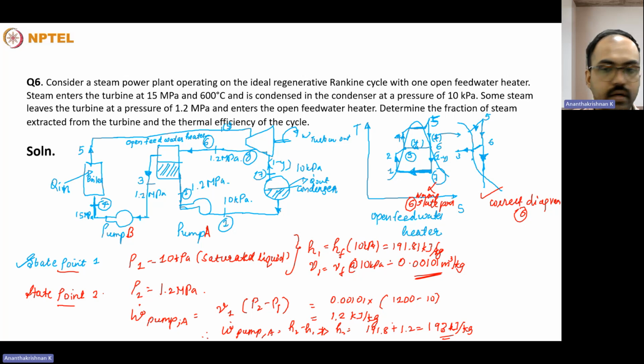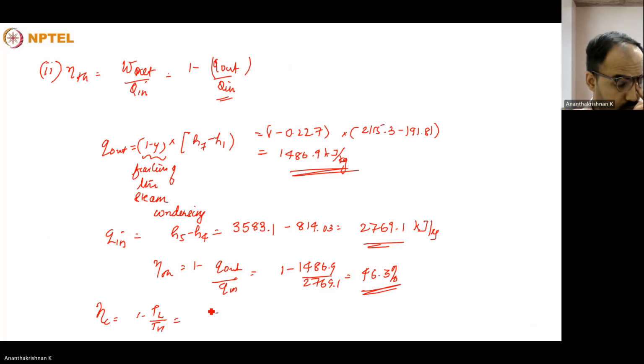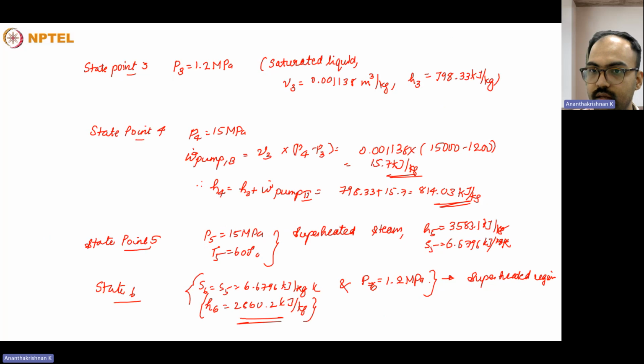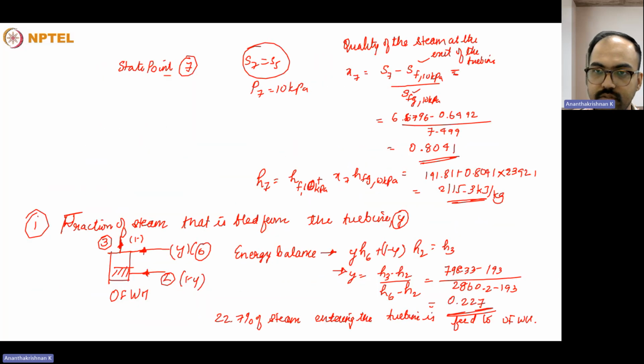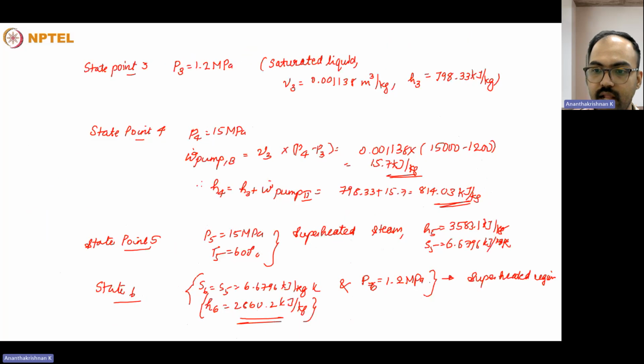So corresponding to 10 kilopascal, we need to calculate the saturation temperature condition. So that will be equal to 45.81 degrees Celsius. So that will be equal to 273 plus 45. So that will be equal to 318 Kelvin divided by the temperature at the highest operating temperature will be 600 degrees Celsius. So that will be 873 Kelvin.